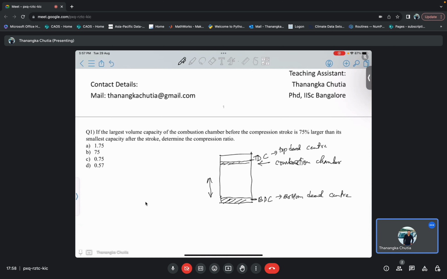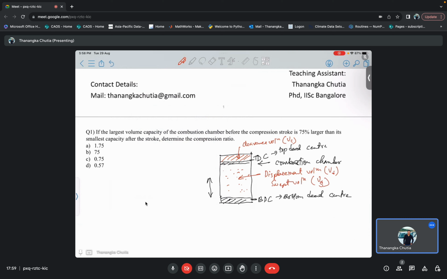So what happens is that some amount of volume of air is always left there. This volume of air is what we call the clearance volume, or VC. And in going from BDC to TDC, the piston also sweeps some amount of volume. This amount of volume is known as either displacement volume, VD, or swept volume, VS. Both terminologies are the same.